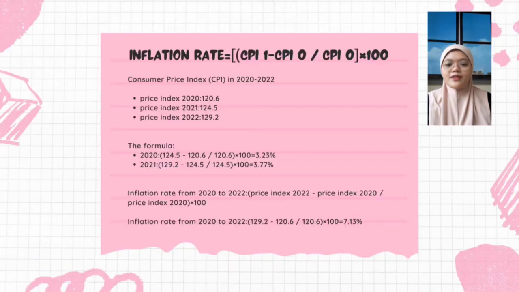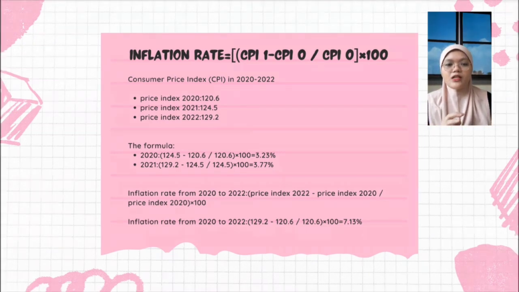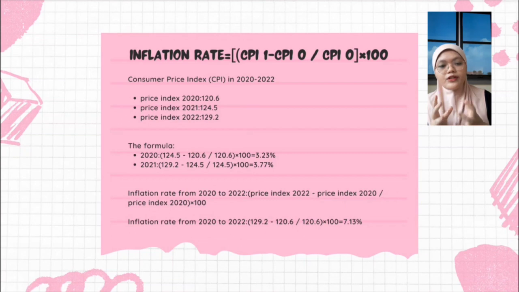129.2. So as we already have the records, let's calculate by using the formula that has been given. For the calculation of the inflation rate for CPI in 2020 to 2022, the price index in 2020 is 120.6. Next, the price index for 2021 is 134.5, and the last price index for 2022 is 129.2. So let's move to the next formula that has been given for 2022.